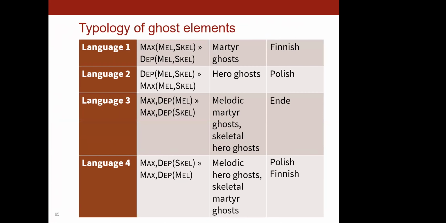Finnish is either a type of language 1 or language 4 because it features a skeletal martyr ghost, but we don't know how melodic ghosts look in Finnish. And finally, Chaha is either language 1 or language 3 as it features a melodic martyr ghost, but we don't know how skeletal ghosts act in Chaha. The more we investigate the world's languages and pay attention to these kinds of subsegmental patterns, the more likely we'll be able to fill out the rest of this typology with more certainty.